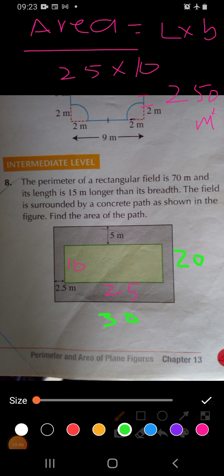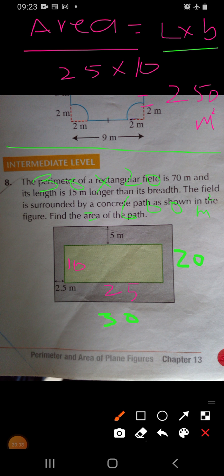Now we have to find the area of the bigger rectangle. Area of the bigger rectangle, same formula we will use, length into breadth. Here the length is 30 and the breadth is 20. 30 into 20 will give me 6 and 2 zeros, so 600 meter square is the area of the bigger rectangle.